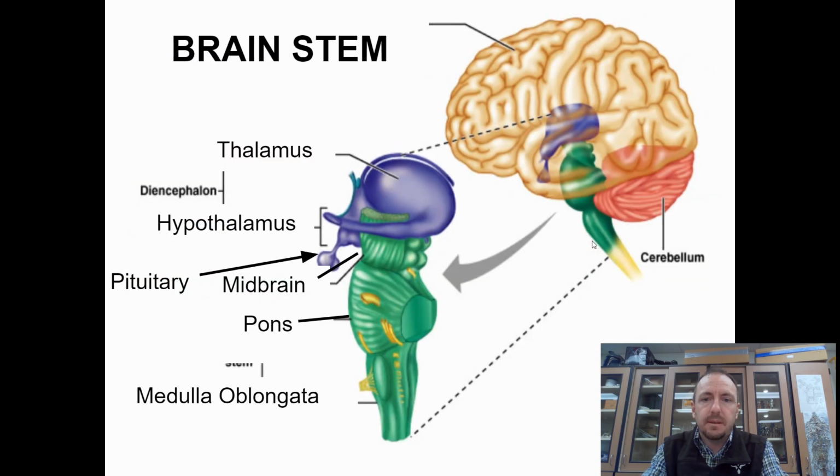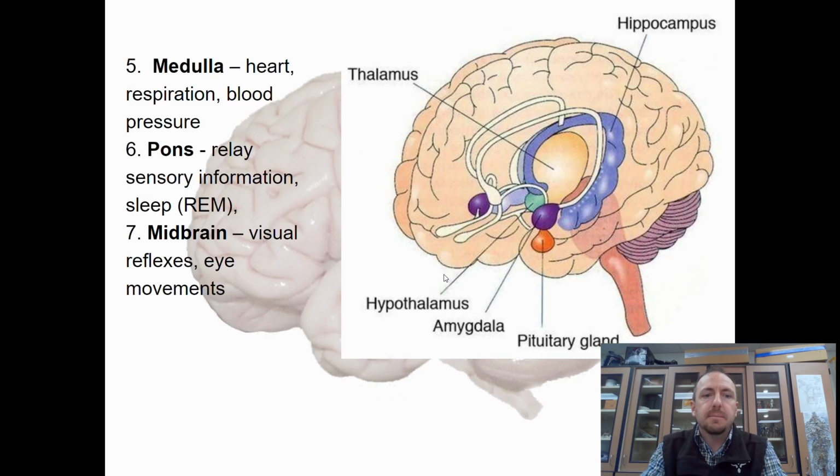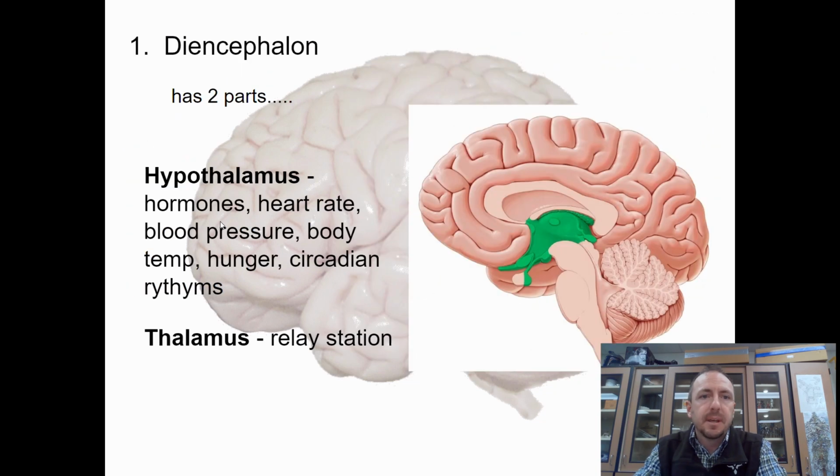If we go back here, that midbrain right there, that small spot right there. So if we look at the midbrain, this is our visual reflexes and our eye movements and our reflexes. So if I were to throw a ball at someone, their eyes are going to focus in on that ball as it moves, and they're going to be able to catch it. So that's the brainstem, the medulla, the pons, and the midbrain.